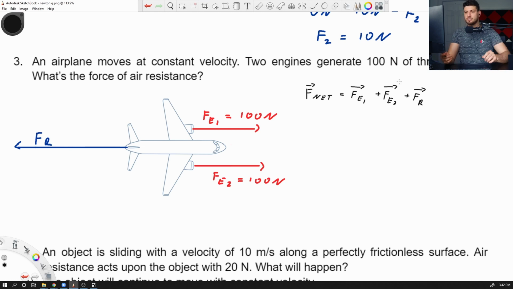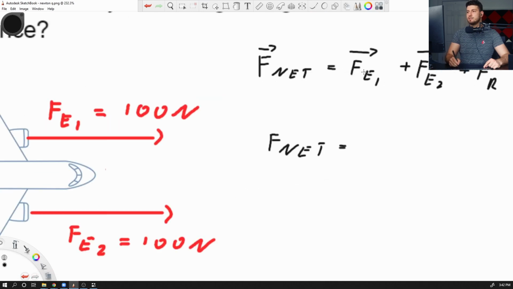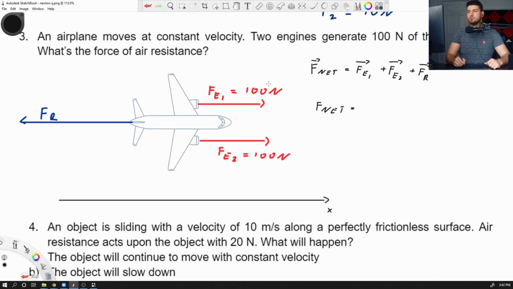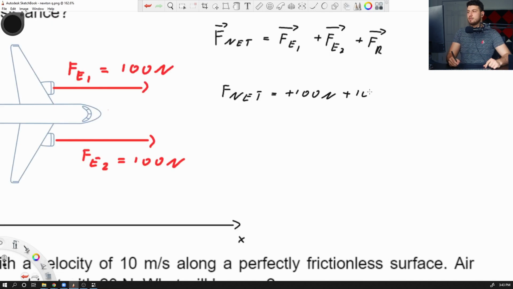Now, what I like to do in this case is introduce some axes, some main axes of the drawing. So let's say that's axis X, doesn't matter. Now to convert my notation from the vectors to scalars, so basically just numbers, I need to take a look at the relationship between the directions of all of the vectors. So in this case, F net equals what? Fe1. Fe1 is 100 newtons, and it goes along the axis, so it will be positive. Let's say plus 100 newtons. The same is the case for Fe2. Engine 2 also goes along the axis, so it will be positive as well.